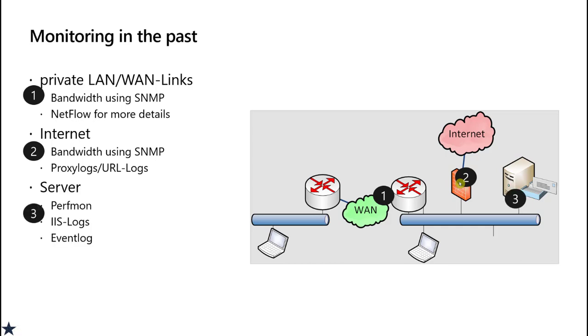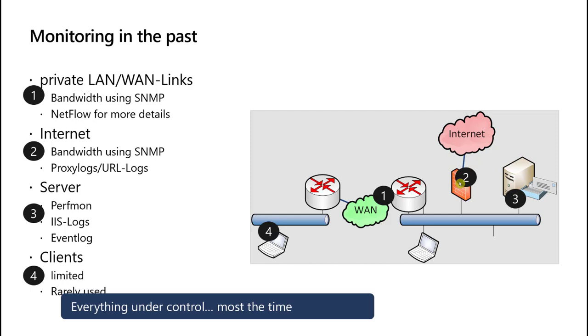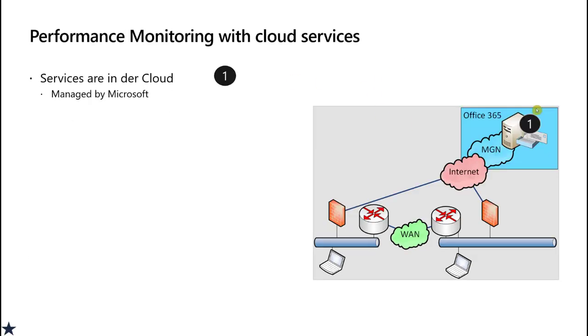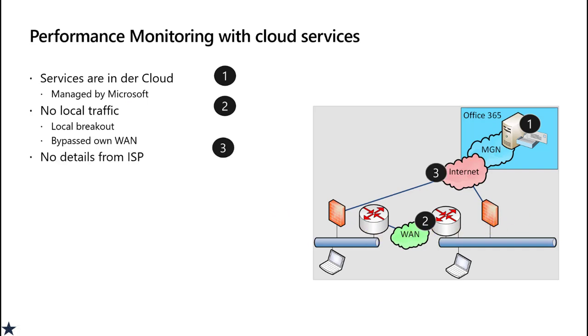We have our servers, everything was under control, and we also had clients, we could control that. As you can see, our cloud service is number 1 and is managed by Microsoft. Nothing you can monitor really. We have no local traffic anymore between our sites because the local Exchange server is gone. So we save some bandwidth here.